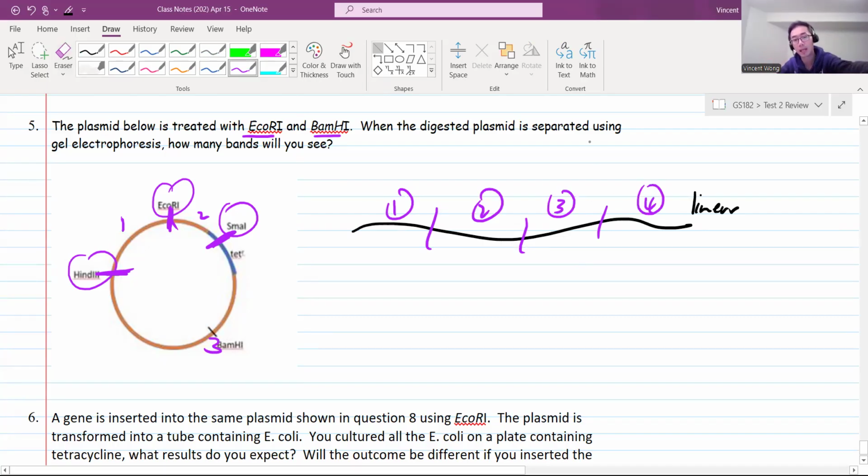See whether the sample is plasmid to begin with or linear DNA. If it's plasmid, the cuts give you the same number of pieces. Whereas here, you get an extra piece from the cuts. 3 cuts, 4 pieces. 2 cuts, 3 pieces.